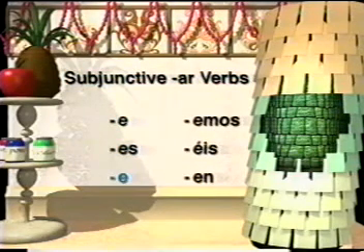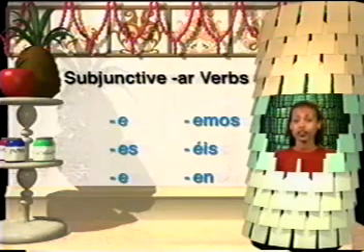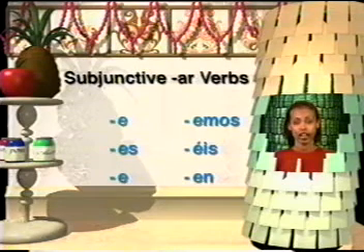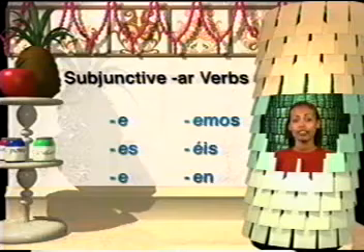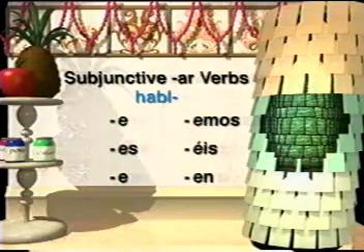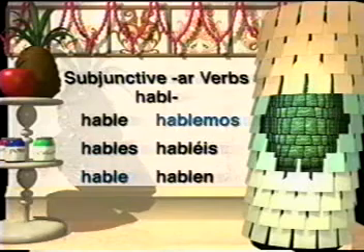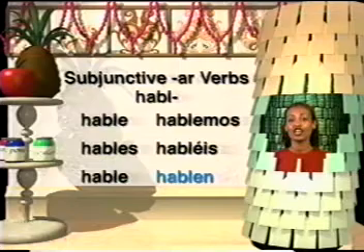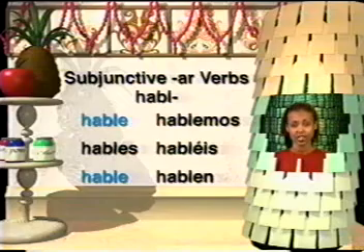E, es, e, emos, éis, en. Notice how these subjunctive endings for AR verbs look a lot like the regular endings for ER verbs. Kind of freaky. Let's stick them onto what's left of hablar and see what we get. Hable, hables, hable, hablemos, habléis, hablen. Check out how the first and the third person singular forms are the same. That means you have to rely on context to know which is being used.